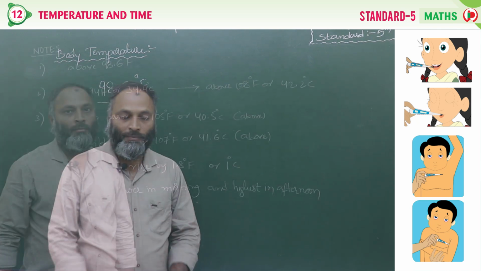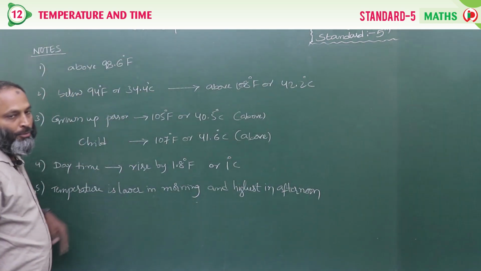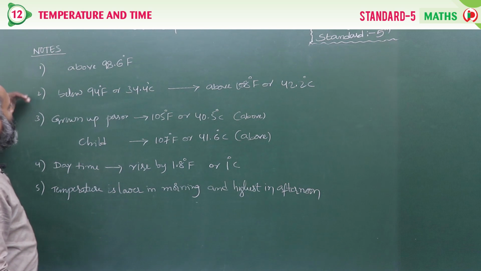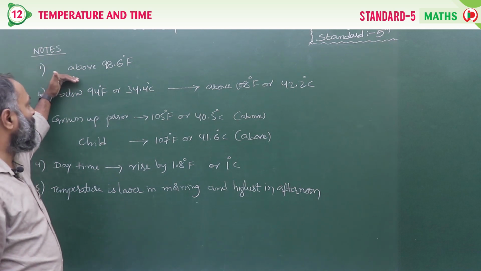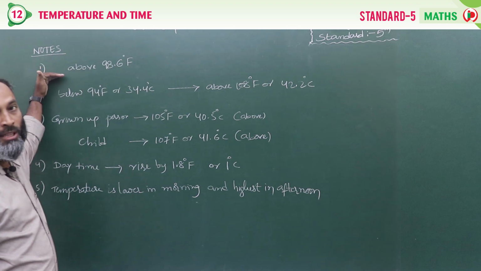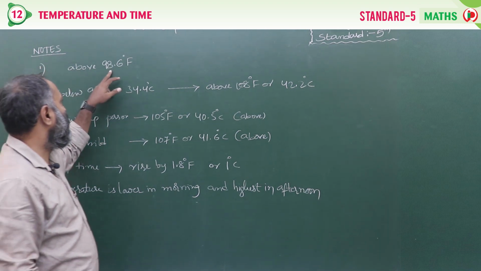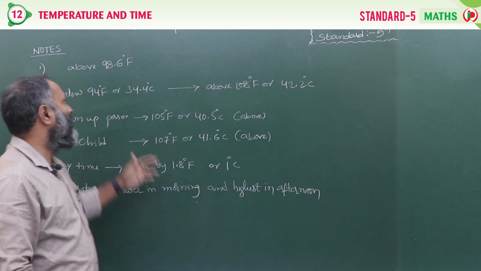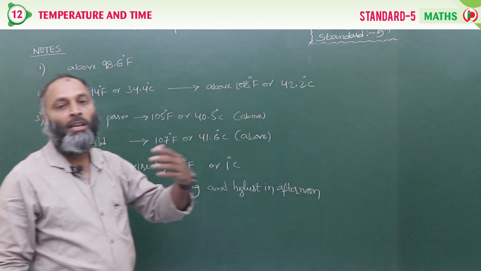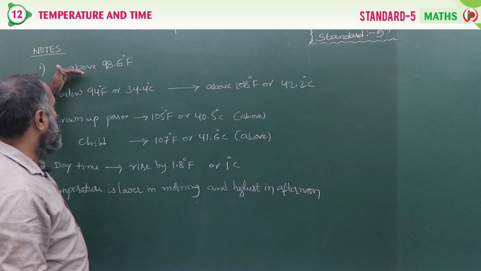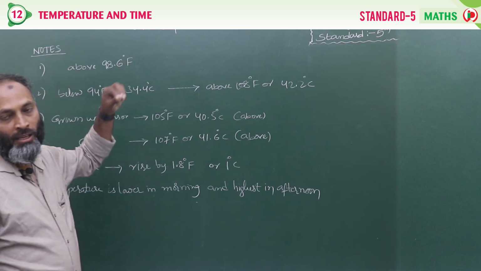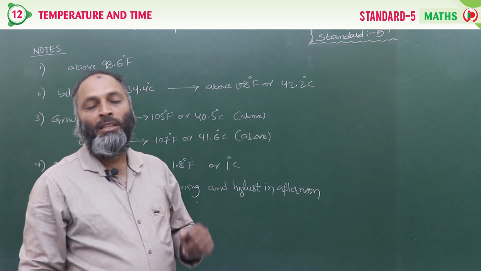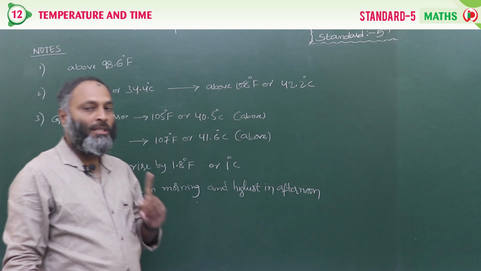Okay, students, now some points you should remember. The first point: the healthiest human being temperature is 98.6 degrees Fahrenheit. If any person has more than 98.6 degrees Fahrenheit, then he has a fever. This is the first point.